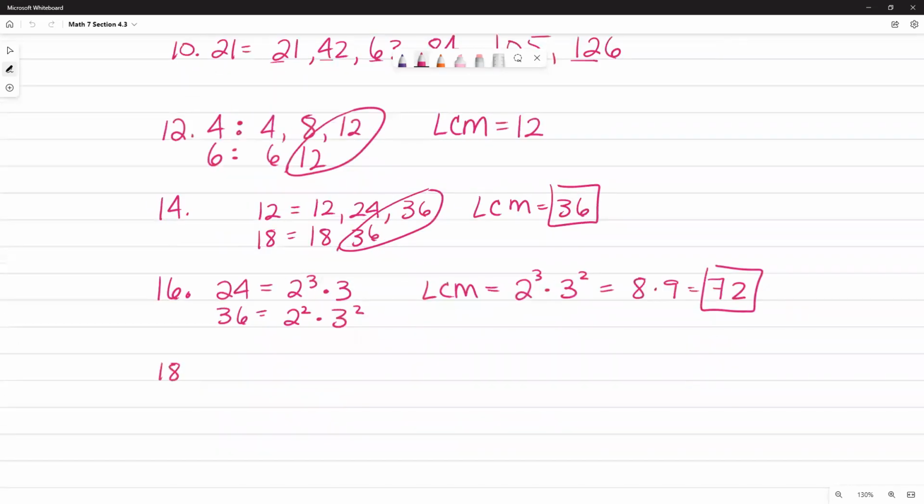And then I got 72 again on 18. Yeah, we have a lot of 72s. 72 for 16, 18, and 24.